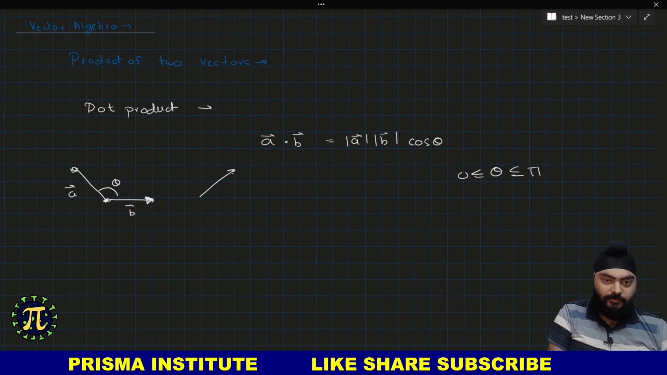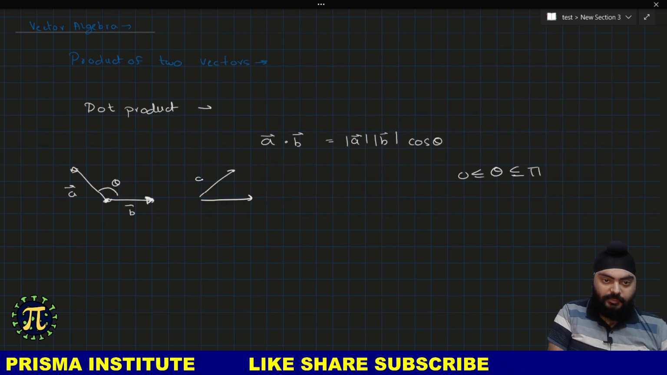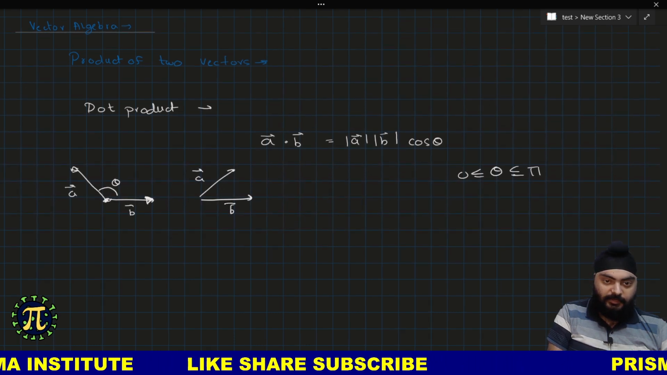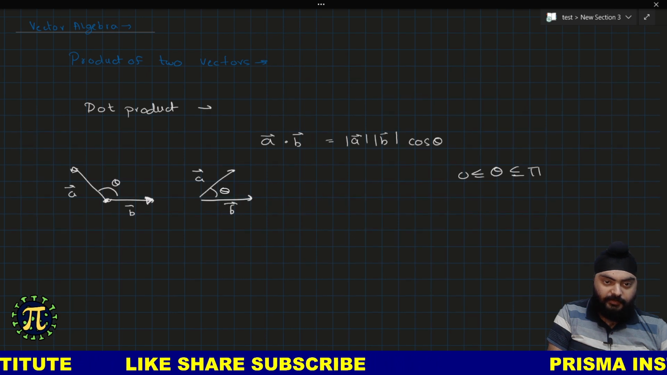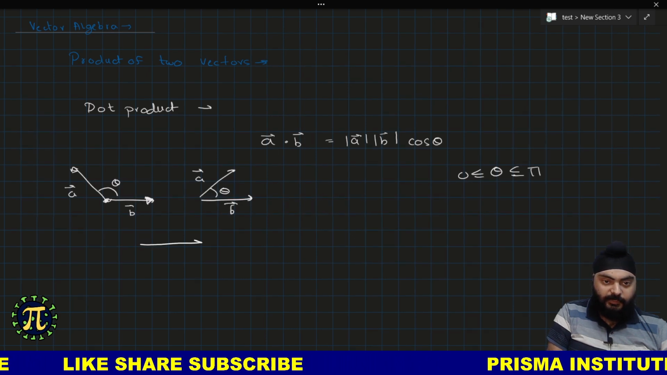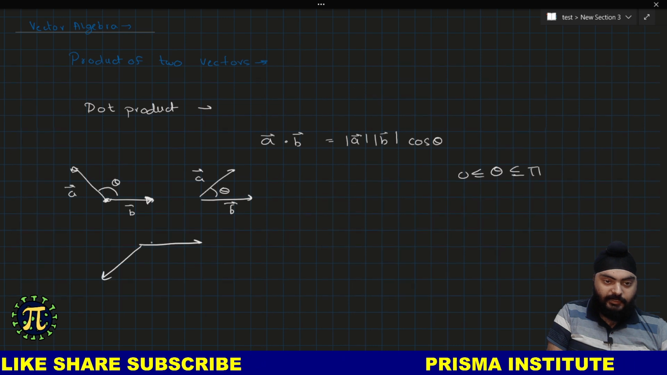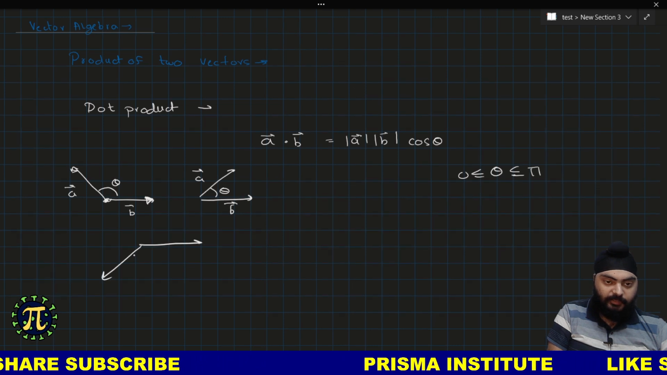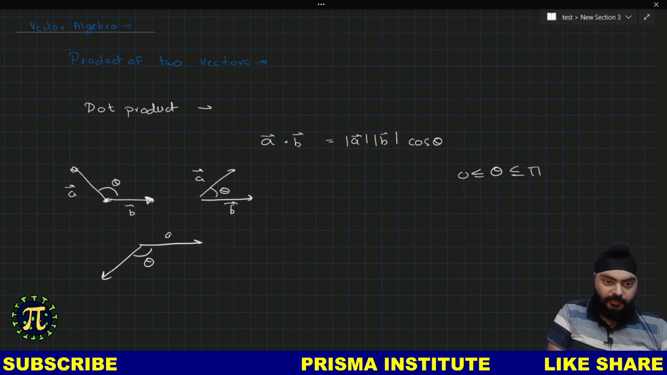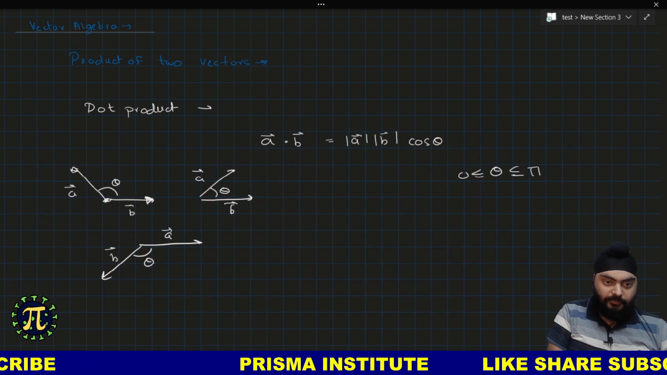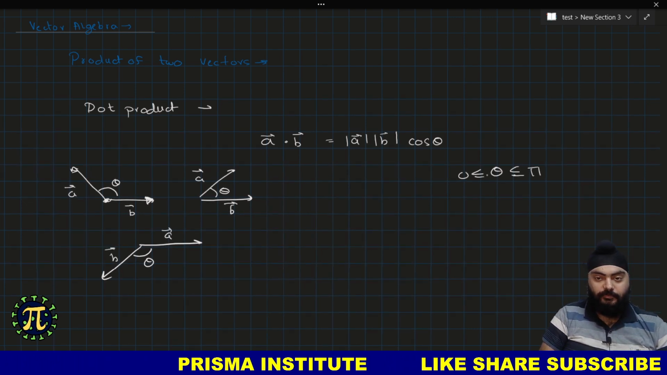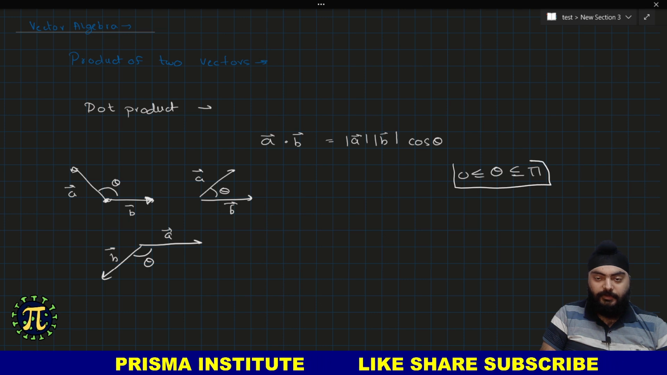So you can see one more figure here. A vector, B vector, and the angle will be the smaller angle, right? And somebody can ask you, what if the angle looks larger than 180? Even then we will choose the smaller angle, right? Okay, A vector, B vector. So the angle between two vectors will be between 0 and pi.